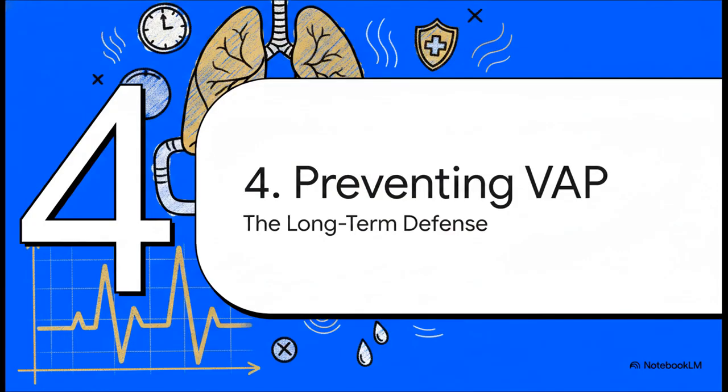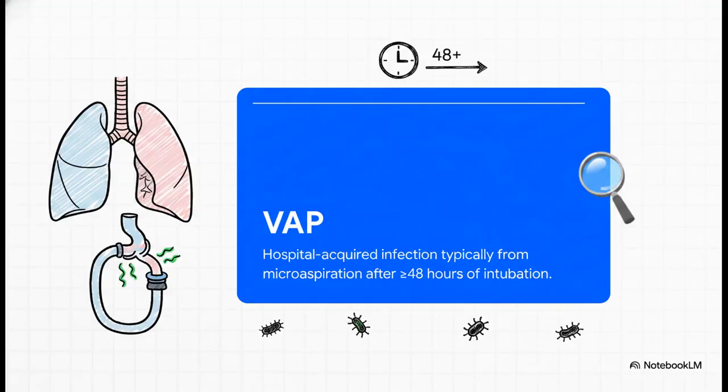Section 4. Preventing ventilator-associated pneumonia. The long-term defense. With the airways successfully secured and verified with that beautiful gold color, our patient has survived the acute crisis.